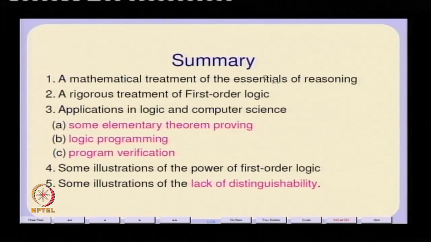So here is a simple summary of what we have done: a mathematical treatment of the essentials of reasoning, a rigorous treatment of first order logic, applications basically to theorem proving, logic programming and program verification. We also gave some illustrations of the power of first order logic. For example, we required just two axioms for equality to axiomatize all properties of equality, and we showed that in many cases you can come up with first order theories which are sufficiently powerful. But we also showed that first order logic has certain severe constraints. For example, there is a lack of distinguishability.